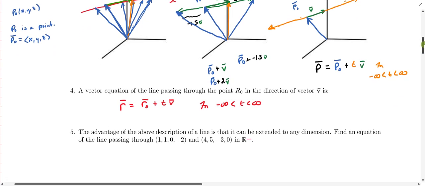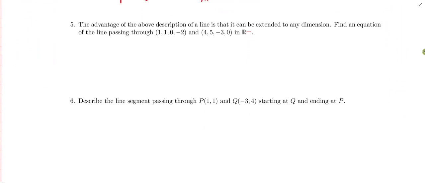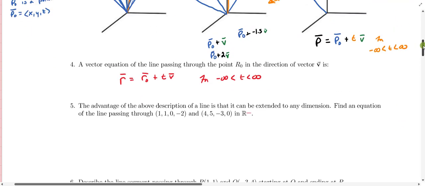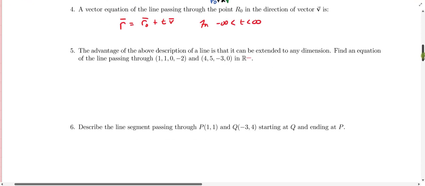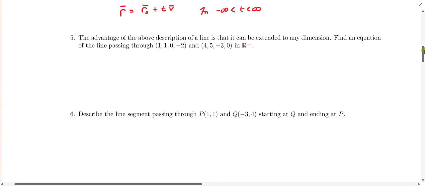Okay, so the advantage of the above description, one thing I was careful to do in both Part 3 and Part 4 was I never said that we were in R1 or R2 or R3 or R4 or whatever. And in fact, the advantage of the above description is that it can be extended to any dimension. So let's find an equation of a line passing through these 2 points in R4. I can't draw this picture, but I can still imagine a line as connecting 2 points in a particular dimensional space and then extending throughout. And so I'd like to go ahead and give an equation to that line.